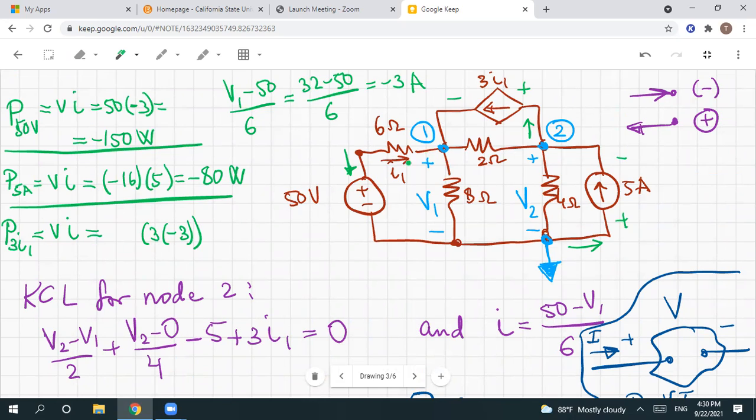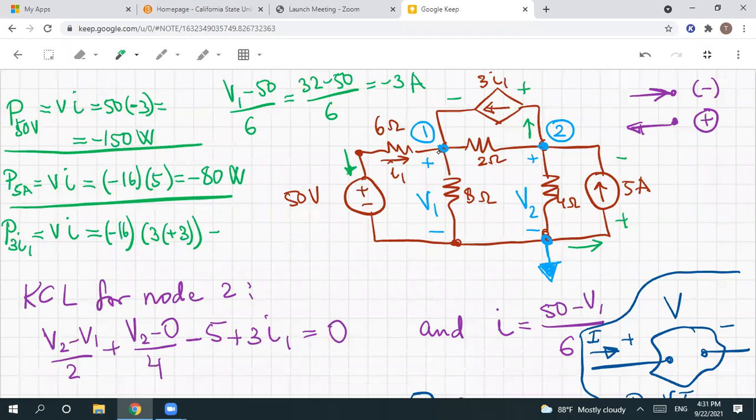So it will be 3 I1, and this is I1. No, this is not I1. This is this current. I1 is positive 3. So this current is the opposite current to I1. So if this current is negative 3, then I1 is 3. And the voltage is V2 minus V1, and this will be negative 16.